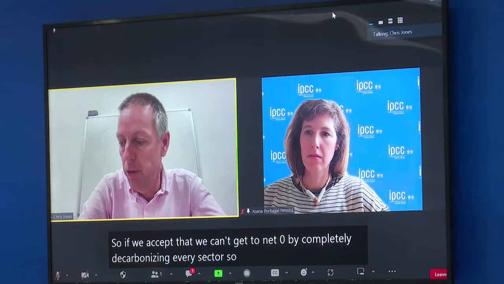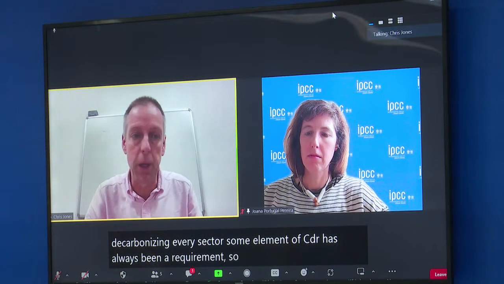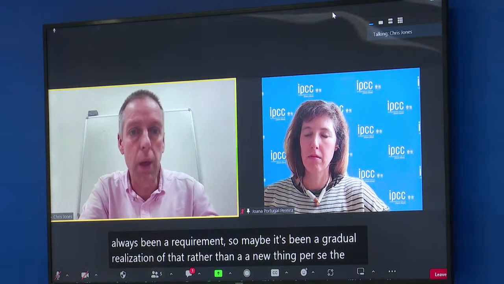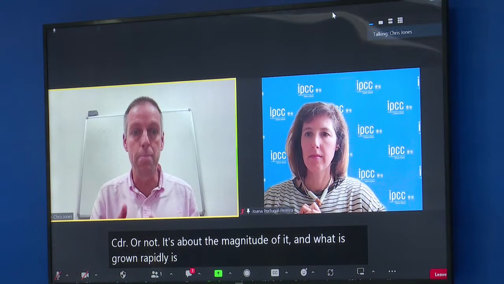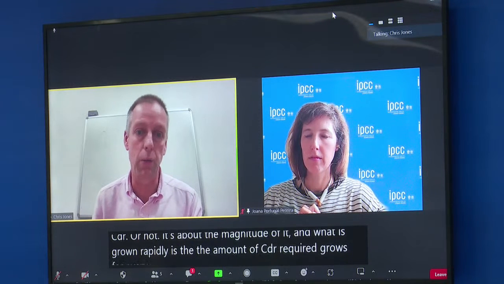So if we accept that we can't get to net zero by completely decarbonising every sector, some element of CDR has always been a requirement. So maybe it's been a gradual realisation of that, rather than a new thing per se. But the key thing is it's not a binary thing, do we need CDR or not? It's about the magnitude of it. And what has grown rapidly is the amount of CDR required, which grows for every year we don't stop emitting.